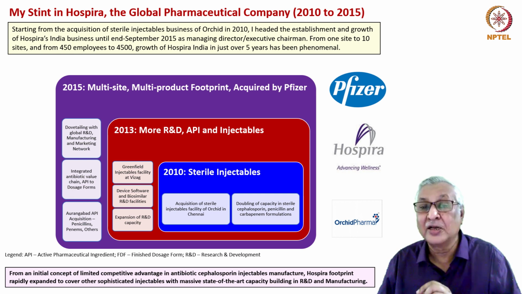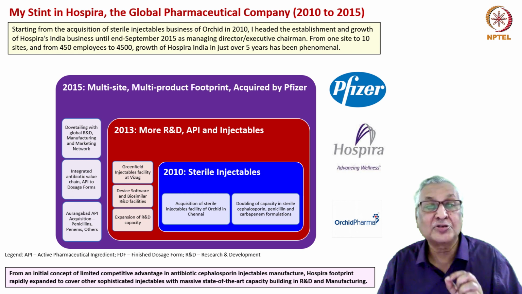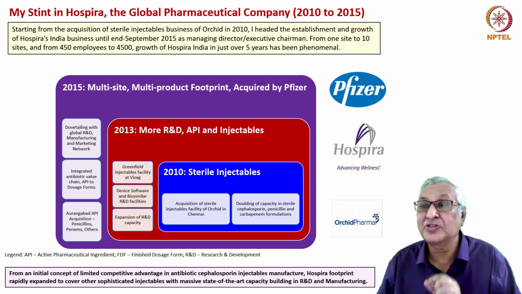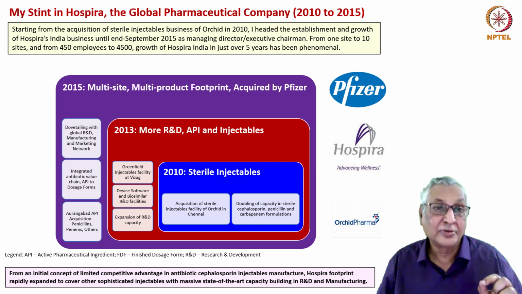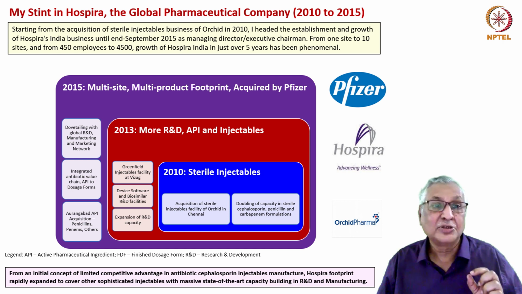The second appointment being for the last 6 months, from one site to 10 sites and from 450 employees to 4,500. The growth of Hospira India in just over 5 years has been phenomenal. 2010 sterile injectables acquisition, doubling of capacity. 2013 more R&D, API and injectables. Greenfield injectables facility at Vizag, device software and biosimilar R&D facilities in Chennai, expansion of R&D capacity in Chennai.